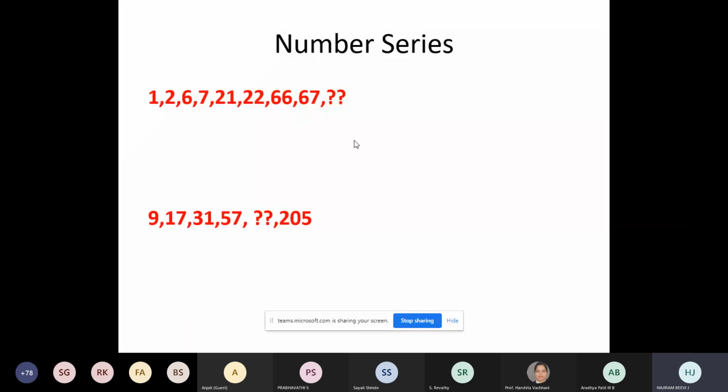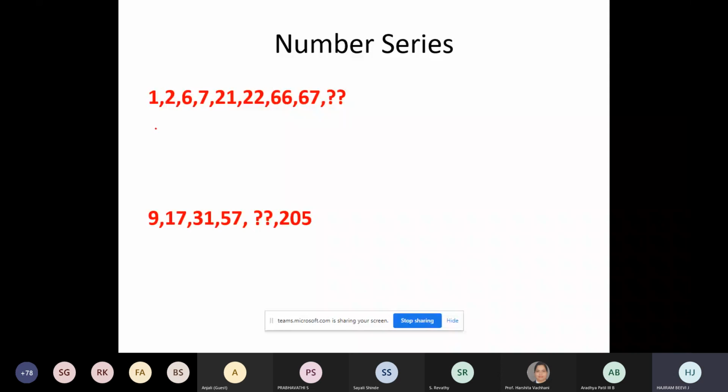So the next one, the number series 1, 2, 6, 7, 21, 22, 66, 67. Okay, so here, see here, these two values are in sequence, these two values in sequence, these two values in sequence. Okay, which means we should predict which pattern it follows.